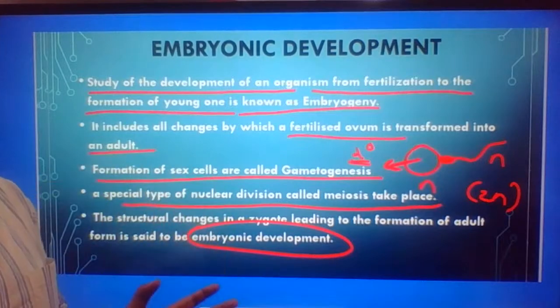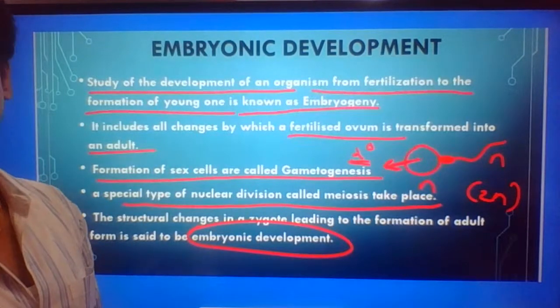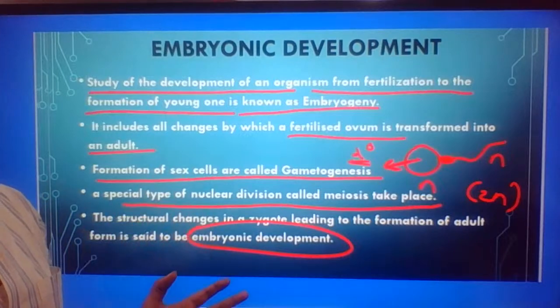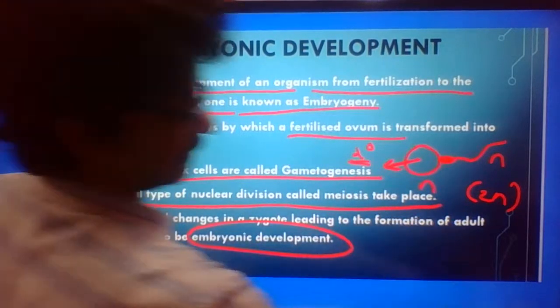How an embryo develops is what we are going to discuss in this part. This development is called embryonic development. It becomes a fetus and comes out as a baby. So we are going to discuss that in the next coming slides.